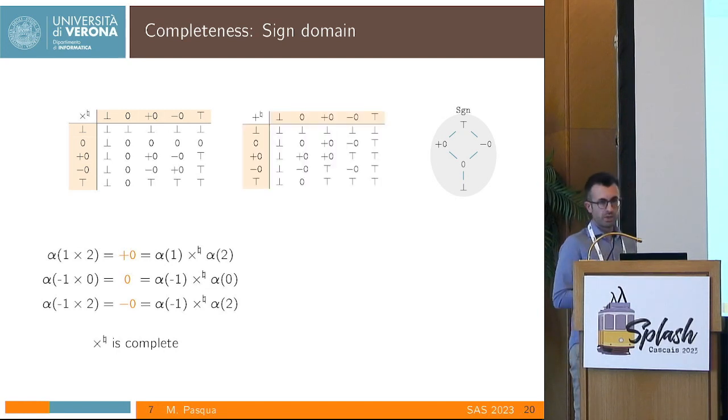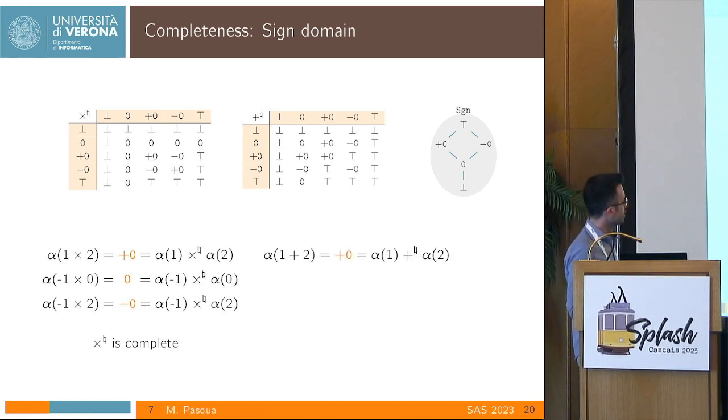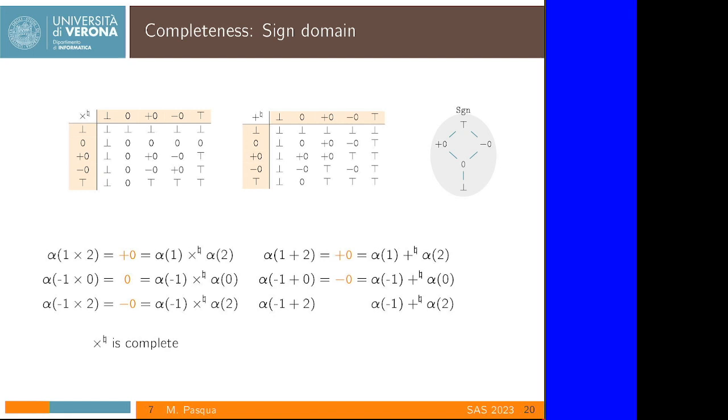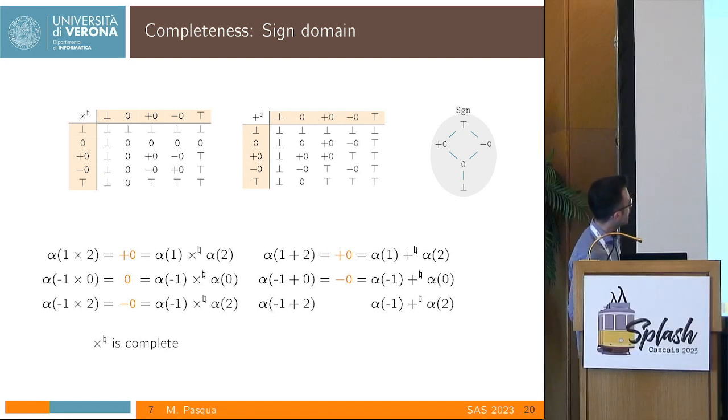We cannot do the same for the addition. Indeed, the addition is not complete for the sign domain. Here we have +1 that is abstracted to positive, but here negative plus positive, it is, I don't know, because we have positive and negative integers. So this equation does not hold, and we have incompleteness. So this is not complete for the addition. And this is a running example; we show in some slides why I chose this domain.